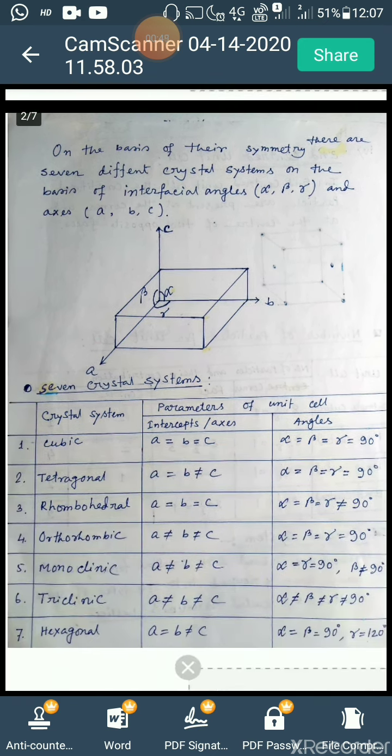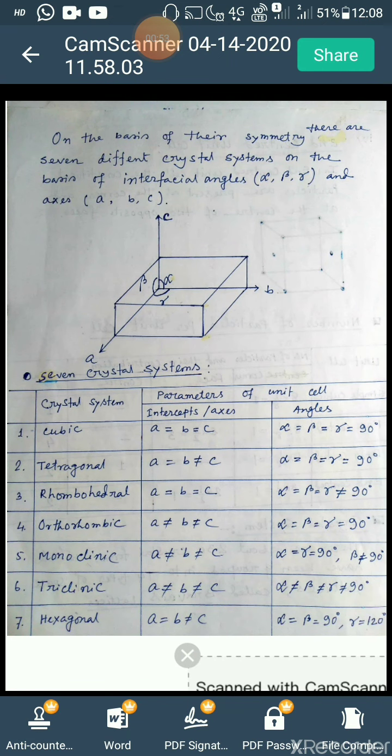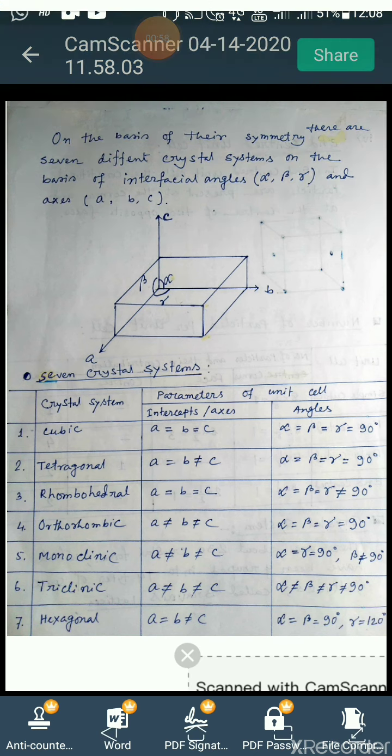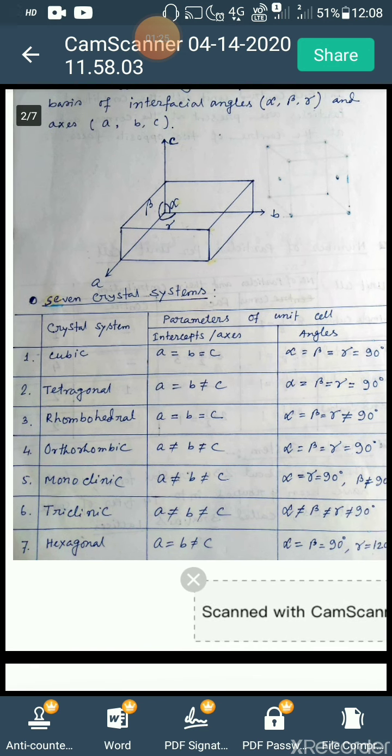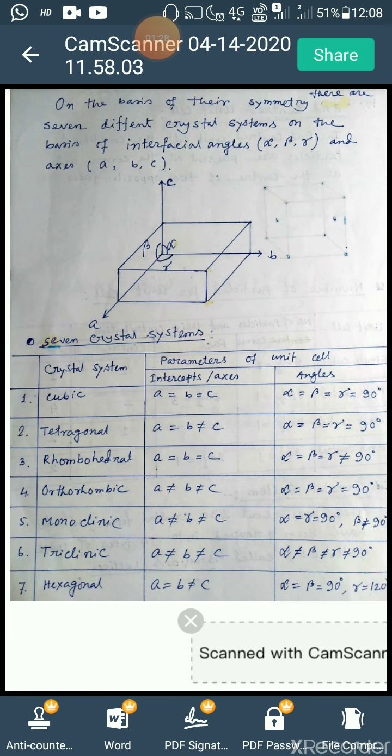Generally, a three-dimensional unit cell is described or represented by three axes. Here you can see a, b, c, and three interfacial angles alpha, beta, and gamma. Depending on the values of the three interfacial angles alpha, beta, and gamma, and the three axes along three directions a, b, and c, where a, b, c are the edge lengths along the three directions of the unit cell, and alpha, beta, gamma are the interfacial angles between these three axes. There are a total of 7 crystal systems. So let's see the crystal systems and the parameters of the unit cell.